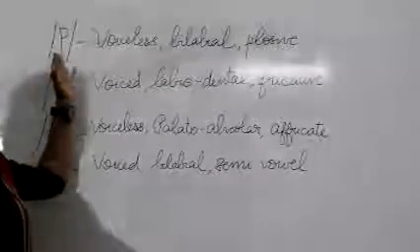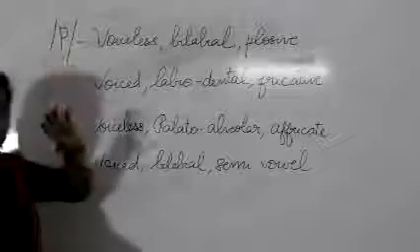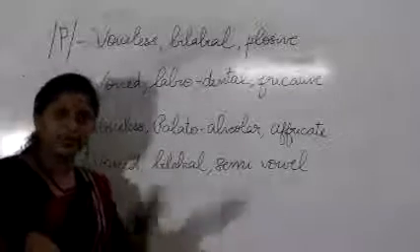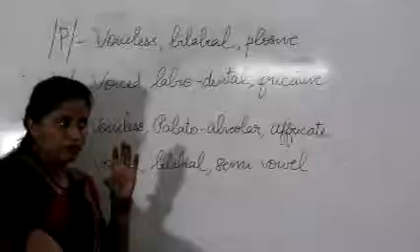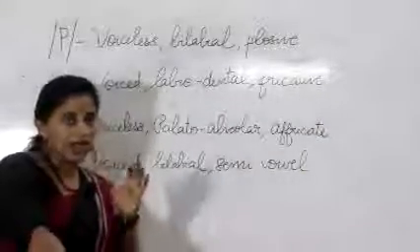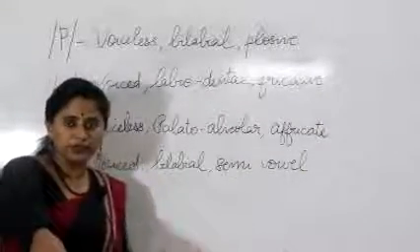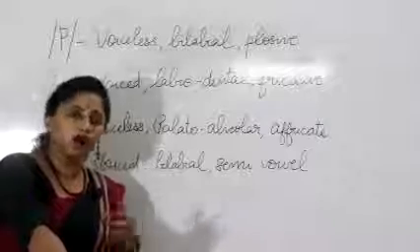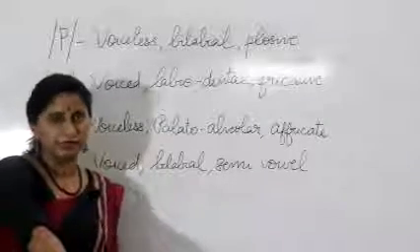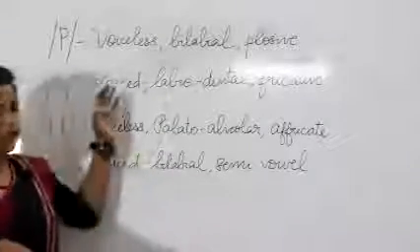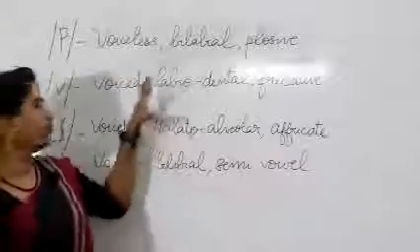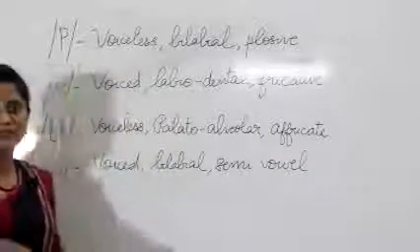First one is P. So we will discuss in class whether the sound is voiced or voiceless, the place in which the articulation takes place, and how the articulation is taking place, that is, the manner of articulation. Consider one consonant sound in a pair.